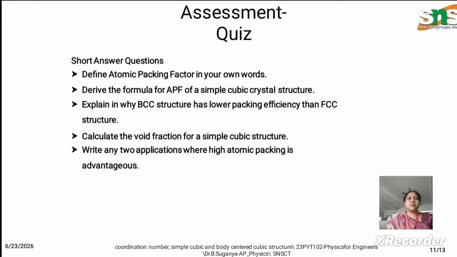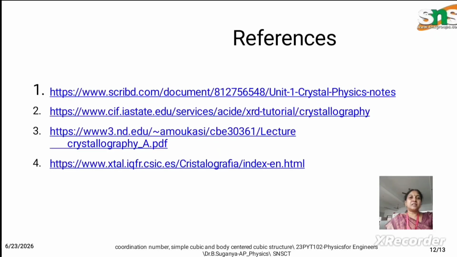It's quiz time. Define atomic packing factor in your own words, then derive the formula for APF of a simple cubic structure. Explain why a BCC structure has lower packing efficiency than FCC, calculate the void fraction for a simple cubic structure, and write any two applications where high atomic packing is advantageous. These are the references.